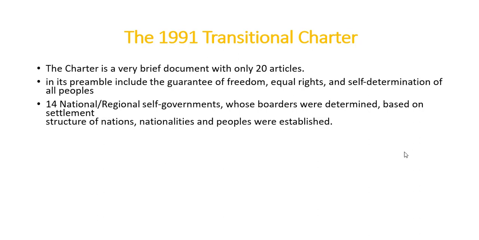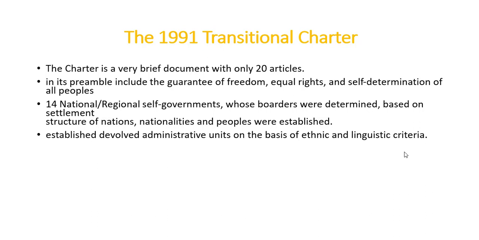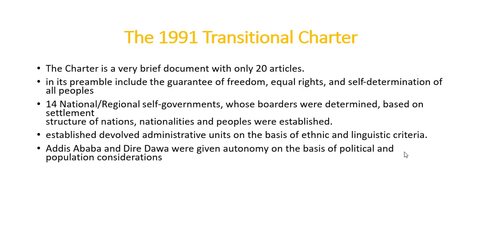In general, the Transitional Charter was a breakthrough in many ways. For example, as we have seen, it established devolved administrative units on the basis of ethnic and linguistic criteria. On the basis of the Charter, 14 regional governments were created, and Addis Ababa and Dire Dawa were given autonomy on the basis of political and population considerations. And each regional government shall have executive, legislative, and judicial power in respect to all matters within their geographic territory, except such matters as defense, foreign affairs, citizenship, the declaration of a state of emergency, national economic policy, and so forth. In any case, decentralization was one breakthrough and the basis of the political program of the Transitional Government of Ethiopia.